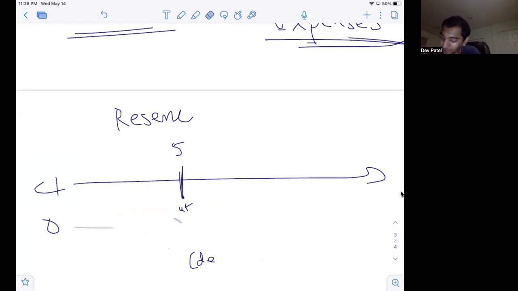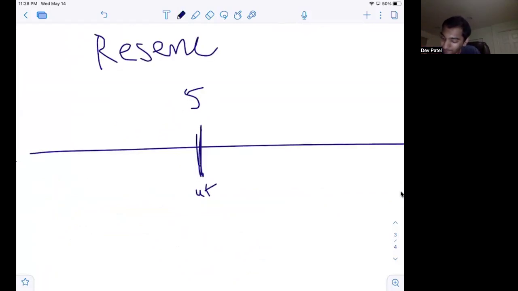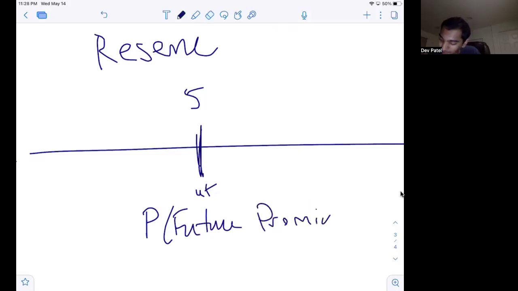So reserve, in short, is the present value of future death benefits minus the present value of future premiums, if we don't have expenses.